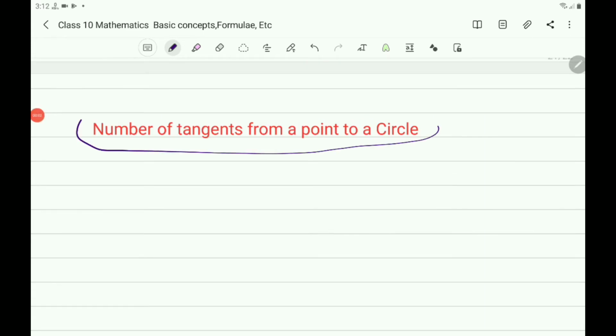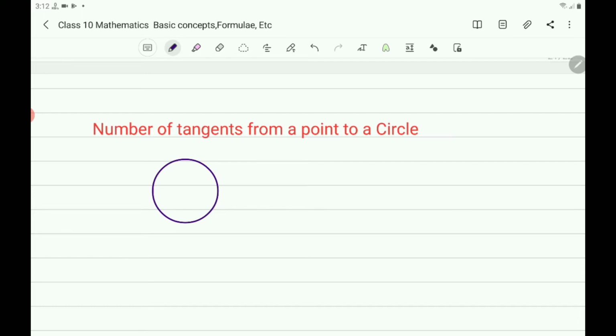Now about the number of tangents from a point to a circle. So you consider a circle and a point. The point may be inside the circle or on the circle or outside the circle. Now let us discuss how many tangents can be drawn to the circle from a point inside the circle, on the circle and outside the circle.